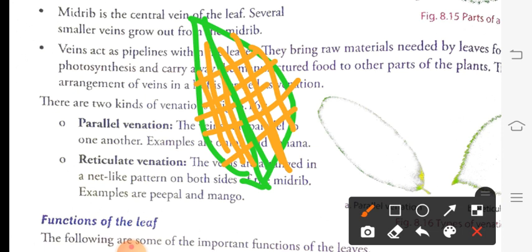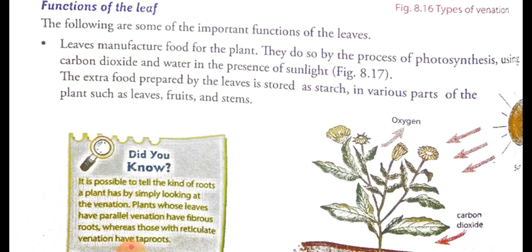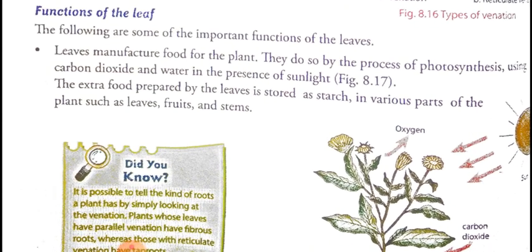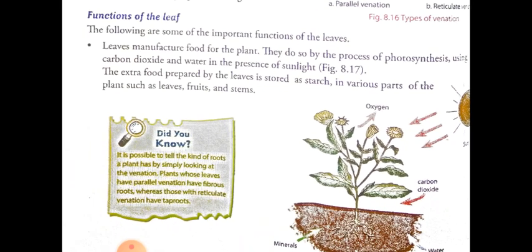Okay, my dear students, so this is clear. Next we will see the functions of the leaf. What are some important functions of the leaf? We are all familiar that leaves are the food factory of the plants. They manufacture food for the plant by the process of photosynthesis, using carbon dioxide and water in the presence of sunlight.